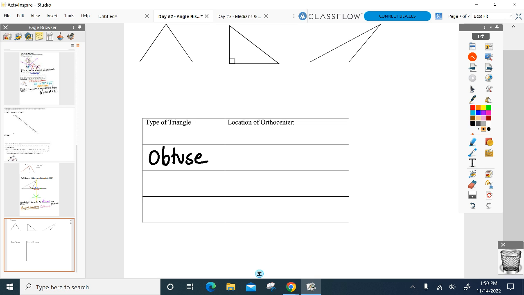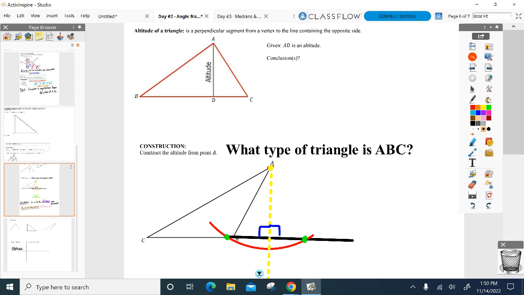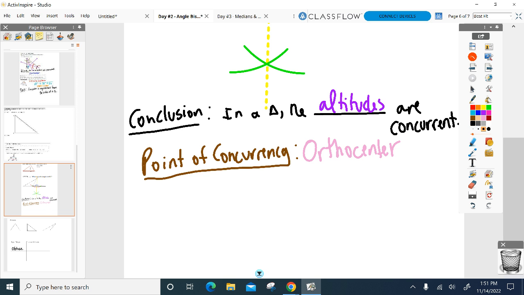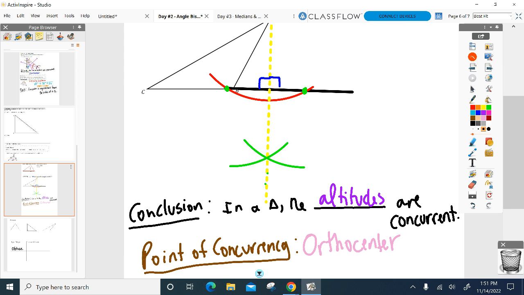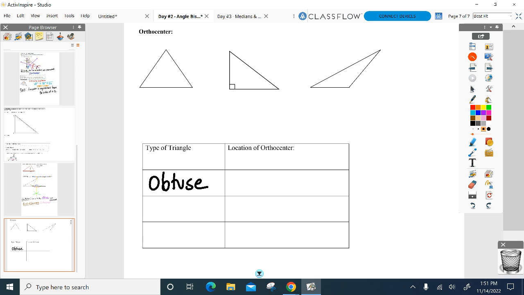Well, let's think. Where's one of the altitudes always? Outside. So when we drew in this altitude, the orthocenter has to be somewhere on this, right? Has to be. So where's your orthocenter for any obtuse triangle? It has to be located outside the triangle. I know it's got to be located somewhere on the outside.